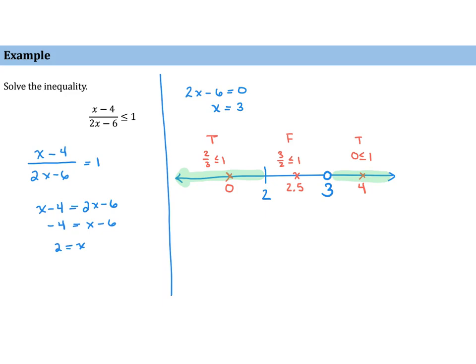Now, let's look at endpoints. 2. Can 2 be included? Well, 2 was the solution to the equation. Do we want equality? And the answer is yes. We allow for equality because of that equal bar. So we'll use a bracket. Now, what about 3? Well, 3 can never be included because it would make a denominator 0. So this tells us that our solution is negative infinity to 2, include the 2, union 3 to infinity.